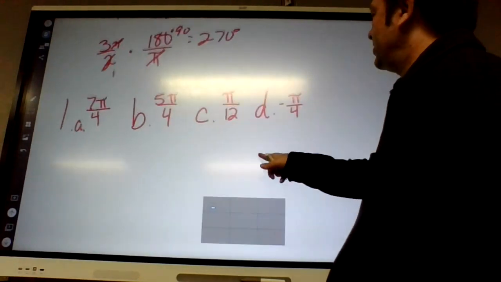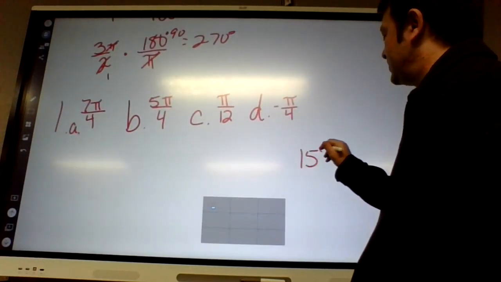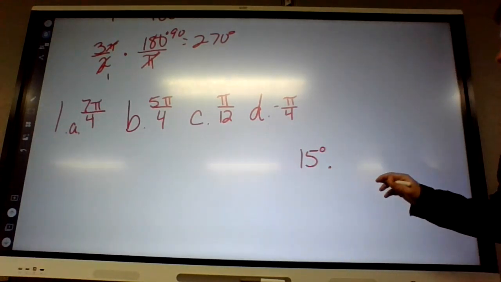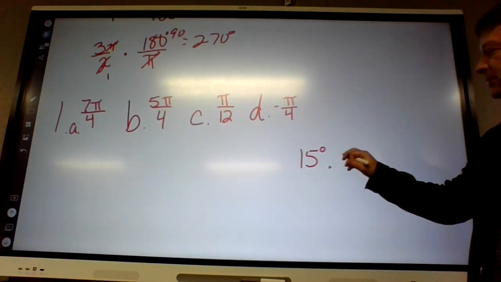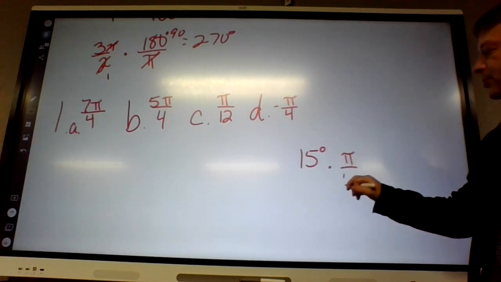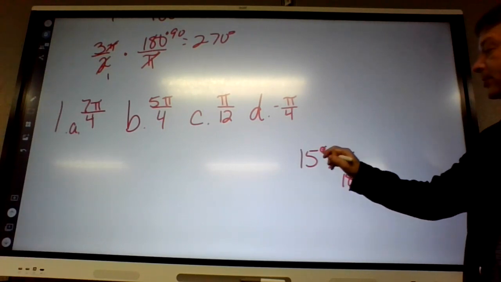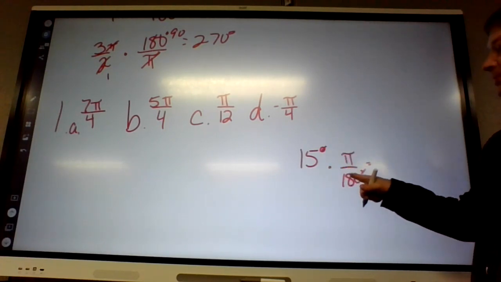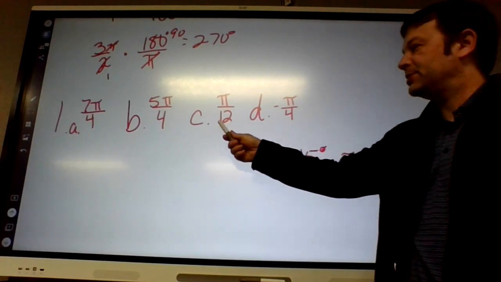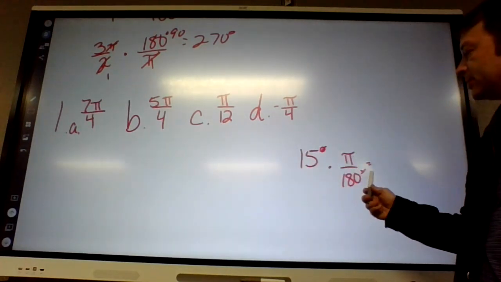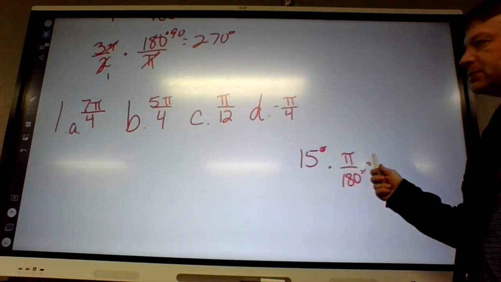Okay, so let's say we didn't know how to convert 15 degrees. What's the converter? Pi over 180, because the 180 will cancel out the degrees part. And 15 over 180, it would reduce to this. So you could plug that in your calculator.